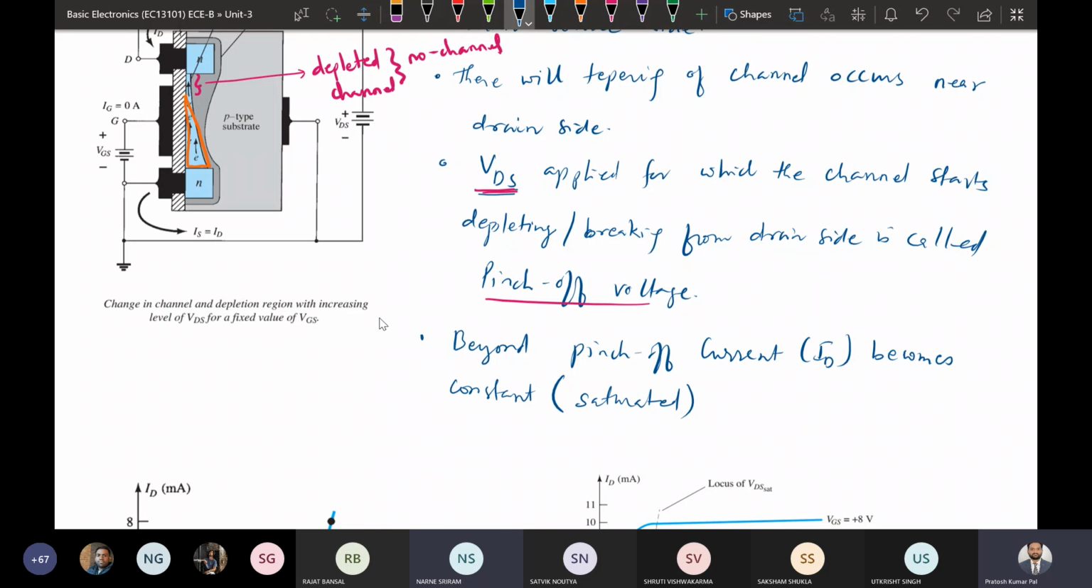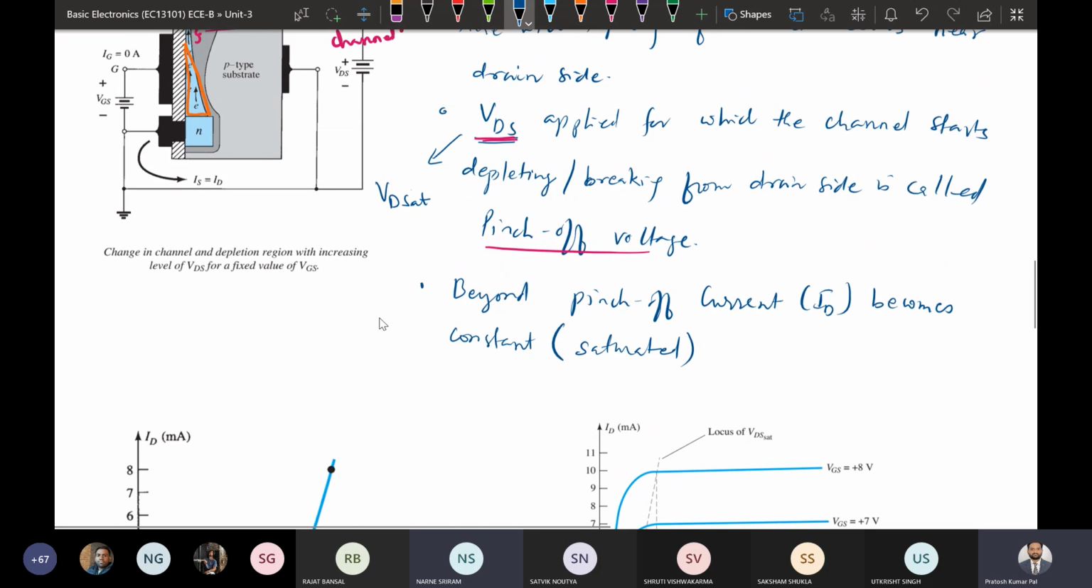And the VDS value at which the pinch off occurs is called VDS saturation, called VD sat. So VD sat is the value of VDS, that is drain to source voltage, at which the pinch off is going to occur, and beyond that there will be a constant current, that is saturation current, flowing through this source to drain side.